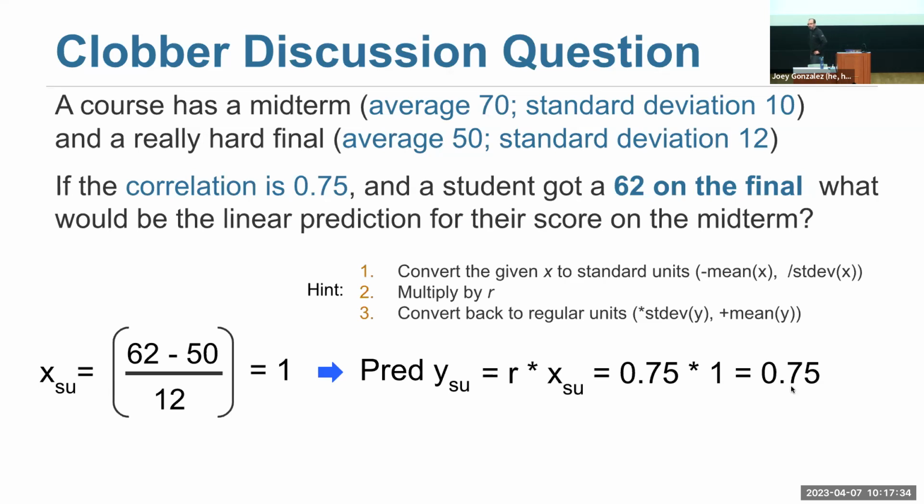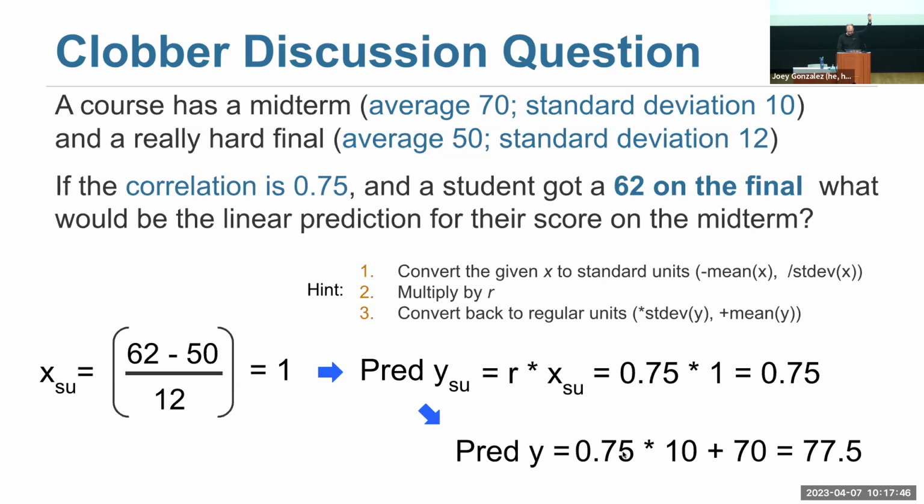What's the score on the midterm? Who's got the number? Someone yell out some numbers. 77.5. How did you do that? So I have 0.75 times the standard deviation. So that's how far away from the mean the student did. So that's 7.5 above the mean, and the mean was 70, so they got 77.5. Does this make sense? Raise your hand if this makes sense.